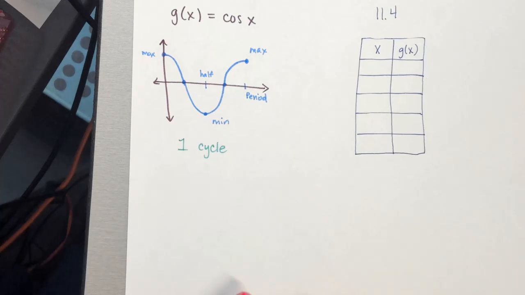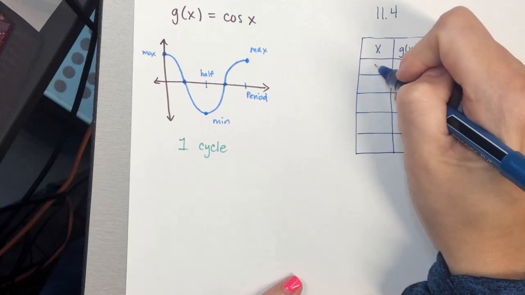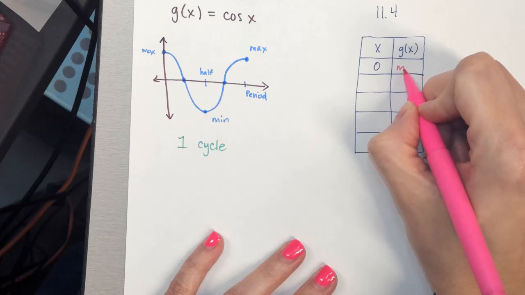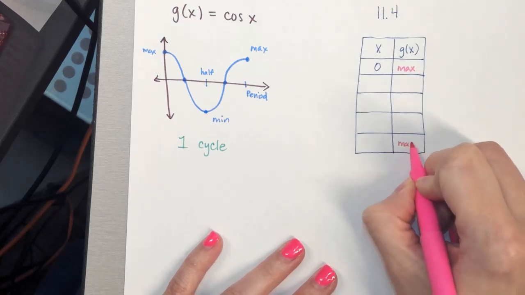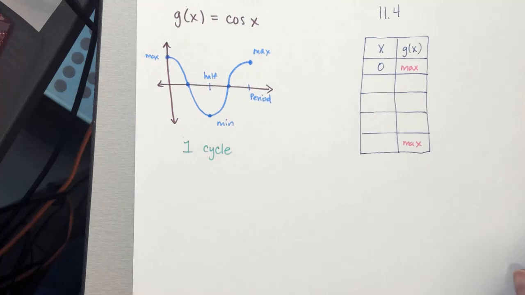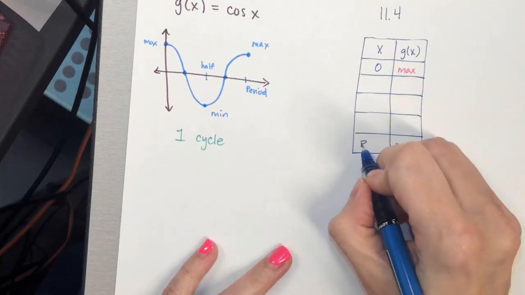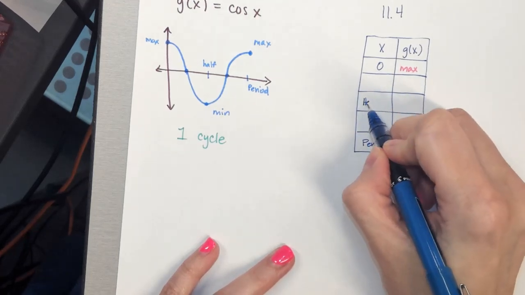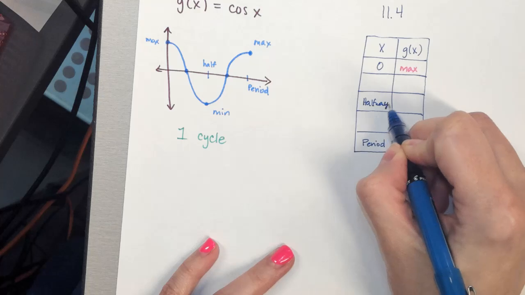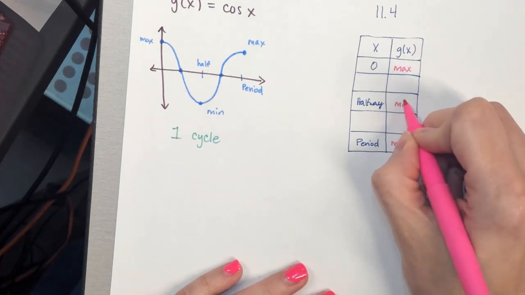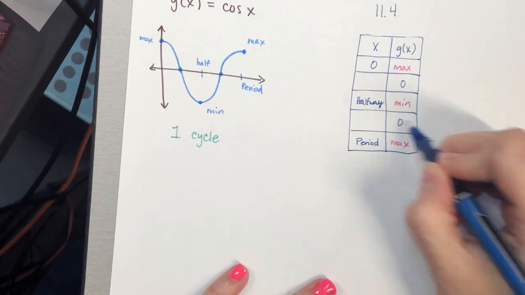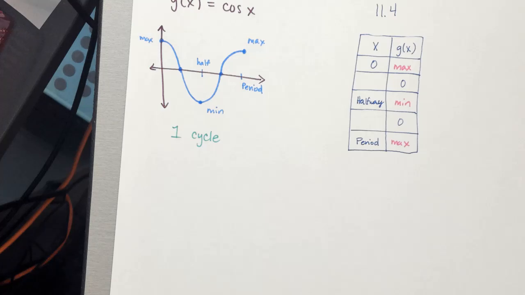Okay, we are always doing this table with 5 points. We're going to start at 0, and our output is the max. Wherever you start, that's where you're going to end every single time. So if you start at 0, your ending point is going to be the period, and then your halfway is going to be the minimum. And then halfway between those is going to be 0. So those are your intercepts.